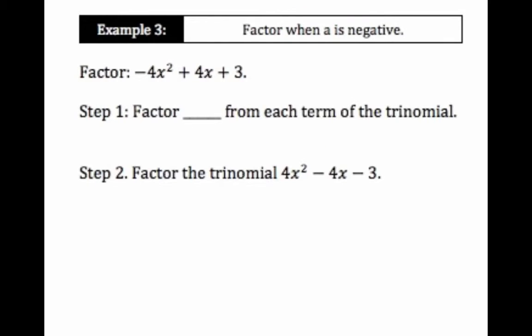All right. Now, what happens if my a is negative? Well, again, I'm still going to check for a greatest common factor. I don't have that, but I do have this negative out here that I want to deal with. So what am I going to do?